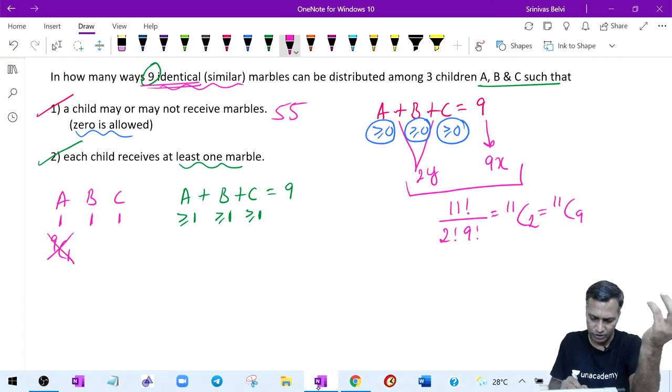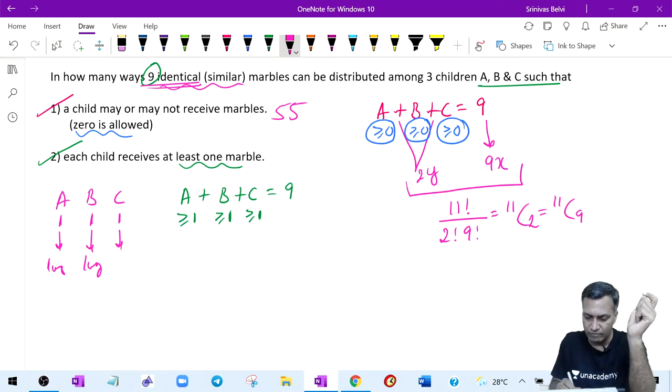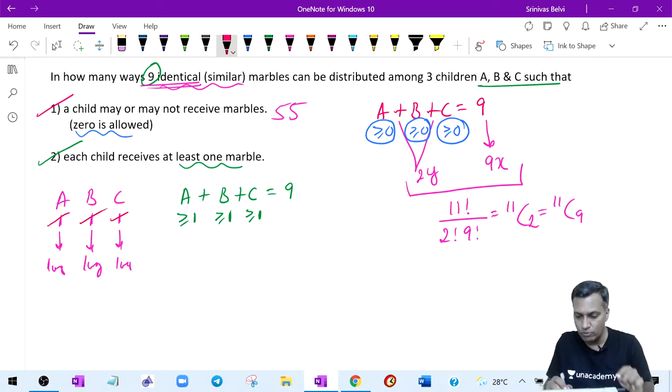So when you called A and gave one marble, this was dealt in one way. When you called B and gave him one marble, that is also one way because marbles are similar. When you gave C one marble, that is also one way. So hence, your count got reduced by three marbles, because you wanted to meet this condition of one. So you gave him one to reduce this equation.